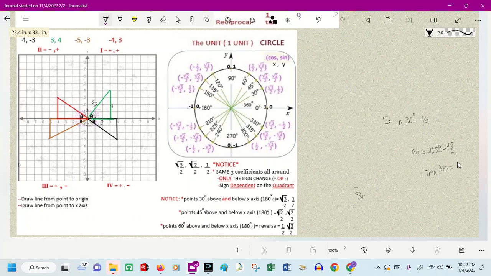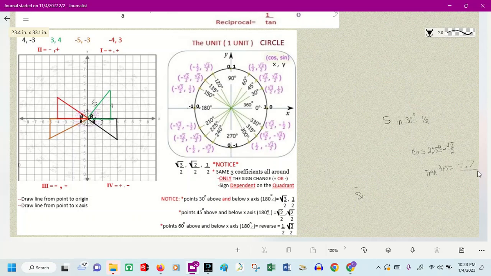Tangent is the opposite over adjacent, correct? Your opposite is your sine. What is your opposite? Your opposite of 315 is negative 0.7, because square root 2 over 2 is 0.7. So your opposite is negative 0.7.